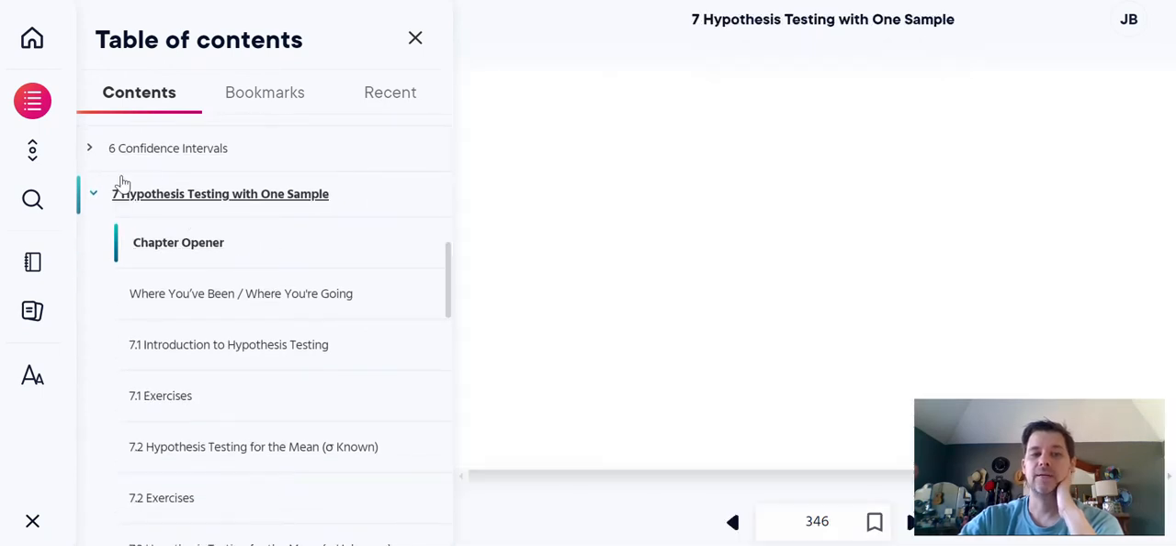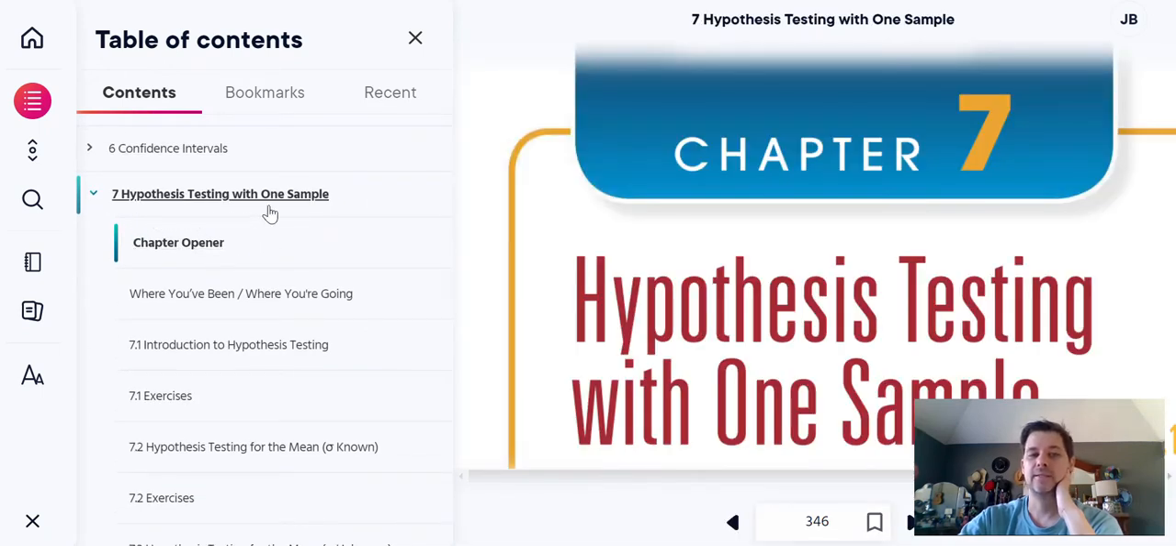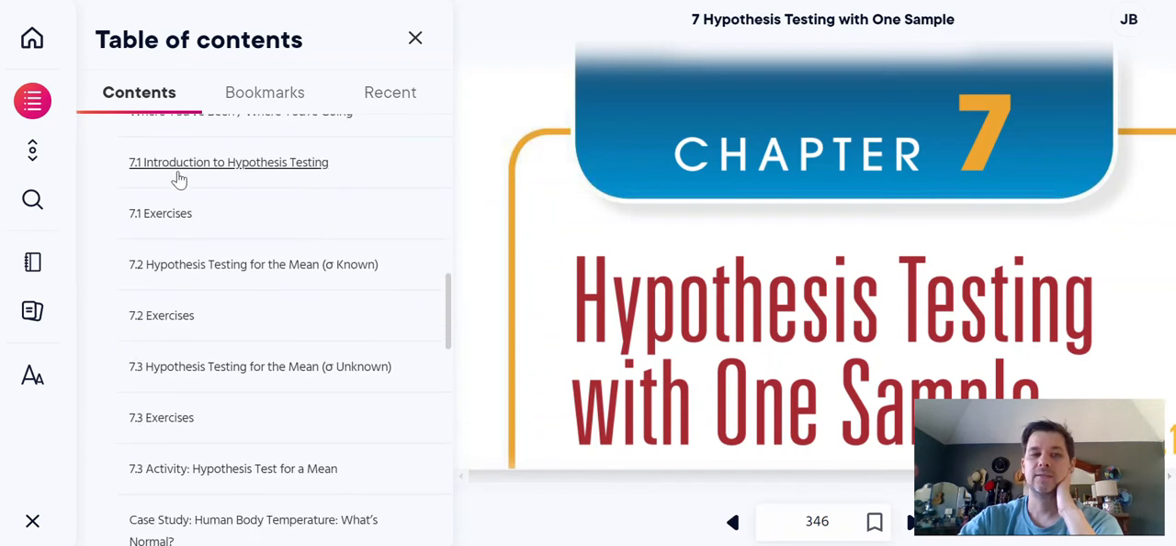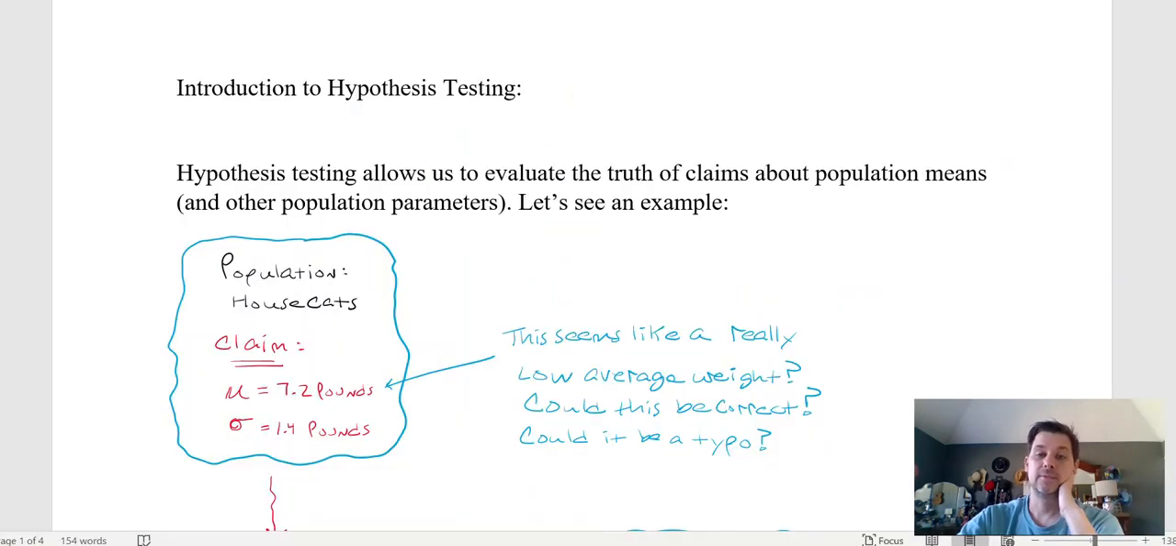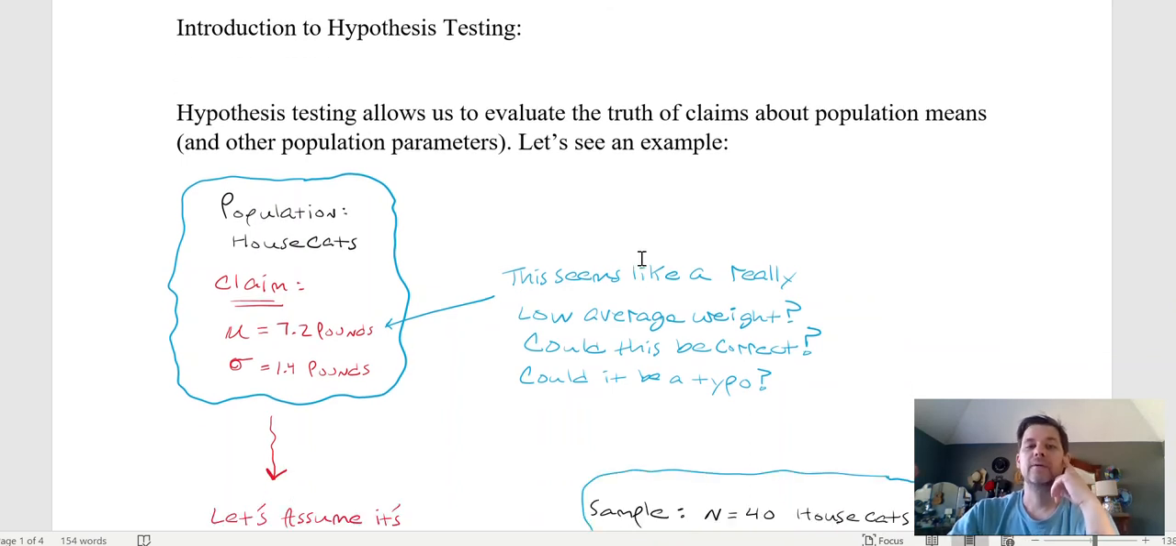So we go to Chapter 7, Hypothesis Testing with One Sample. And the video I'm making right now is on this theme, Introduction to Hypothesis Testing. So I'm going to recommend that you read 7.1, all right? Okay, so that's my recommendation, but maybe you might not need to do that if you feel like you understand it from this video.